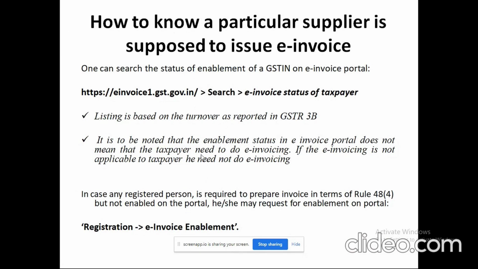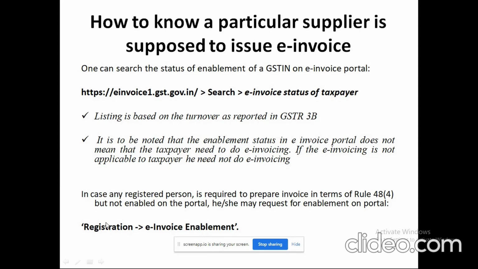In case any registered person is required to prepare invoice in terms of Rule 48 sub-rule 4, which means e-invoice, when the person is required to register under the e-invoicing portal but is not enabled on the portal, he or she may request for enablement on the portal. The path is registration, e-invoice enablement.